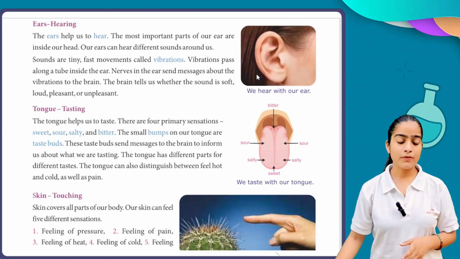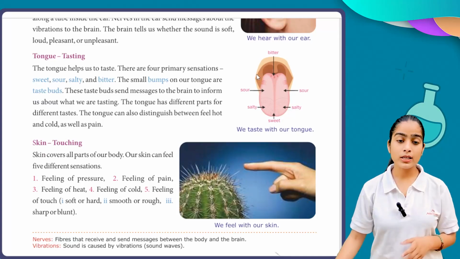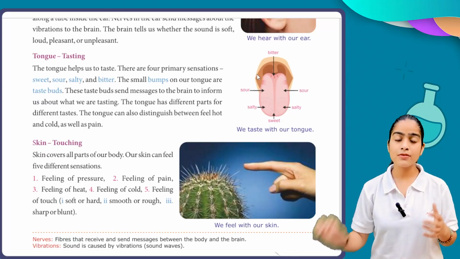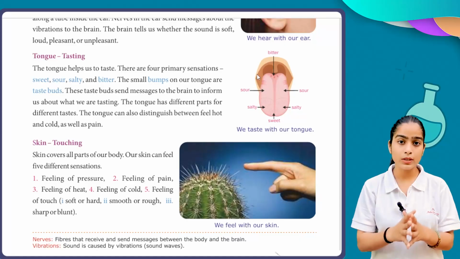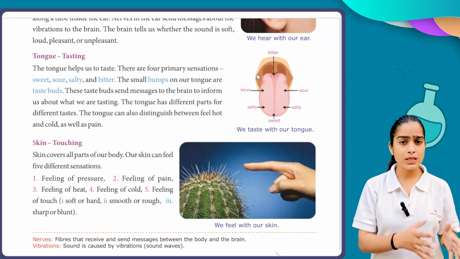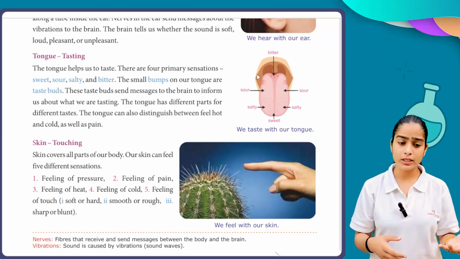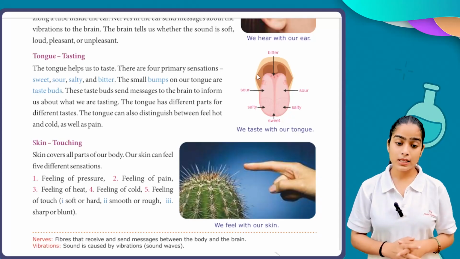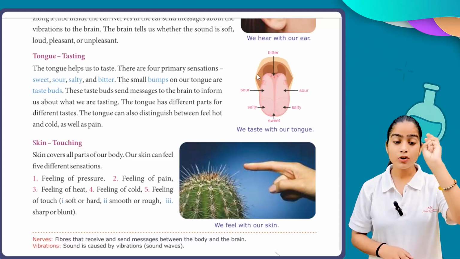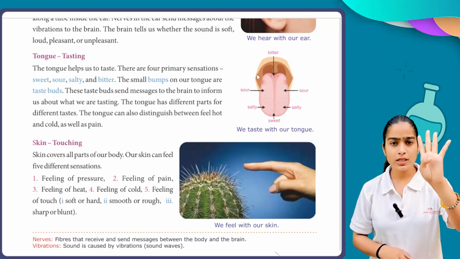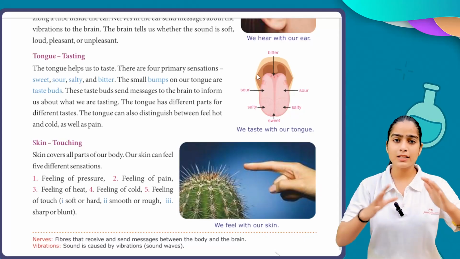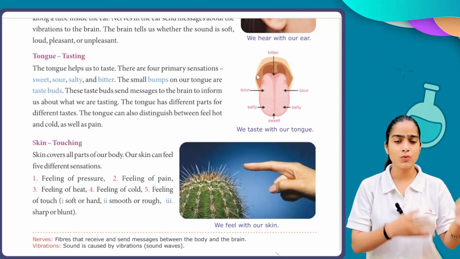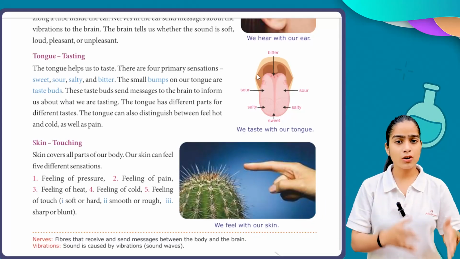After this, we have taste, and the tongue's role is tasting. In the tongue, we have small taste buds. According to them, we can classify sweet tastes, sour tastes and salty tastes. So the tongue helps us to taste. There are four primary sensations: sweet, sour, salty and bitter. These are the four tastes we have, and according to them we classify our different foods, which one is sweet, which one is sour, which one is salty and which one is bitter.